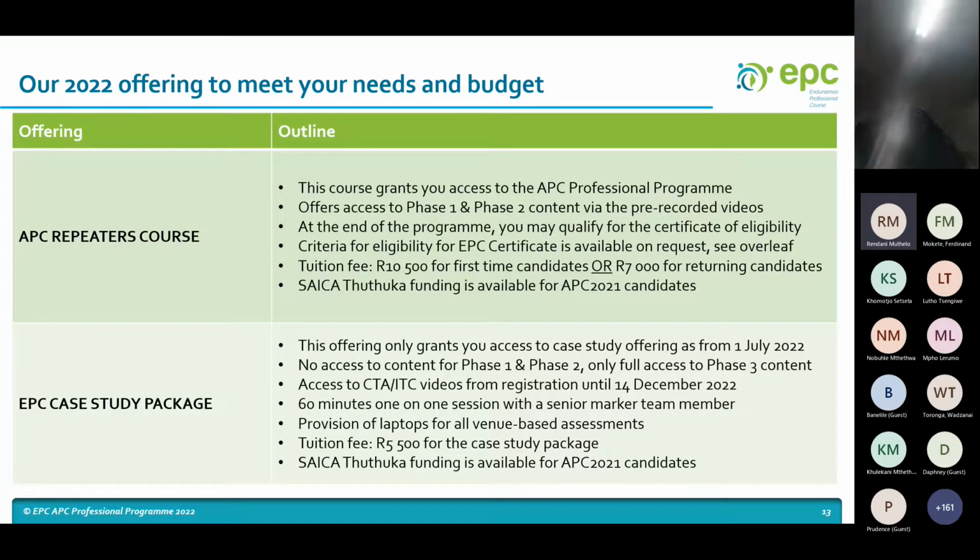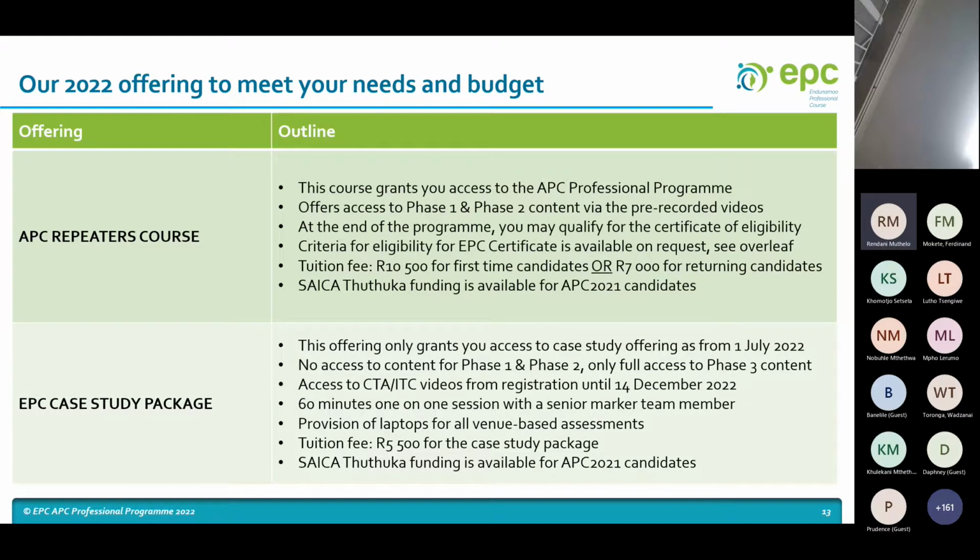But the structure of the EPC case study works with what? 60 minutes one-on-one session per assessment. Then we make provisions for laptops if you need laptops as part of the case study package. So we do provide laptops, and again at no additional fee than the one you've already enrolled at. If you are based in South Africa, we then facilitate the venue-based assessment.